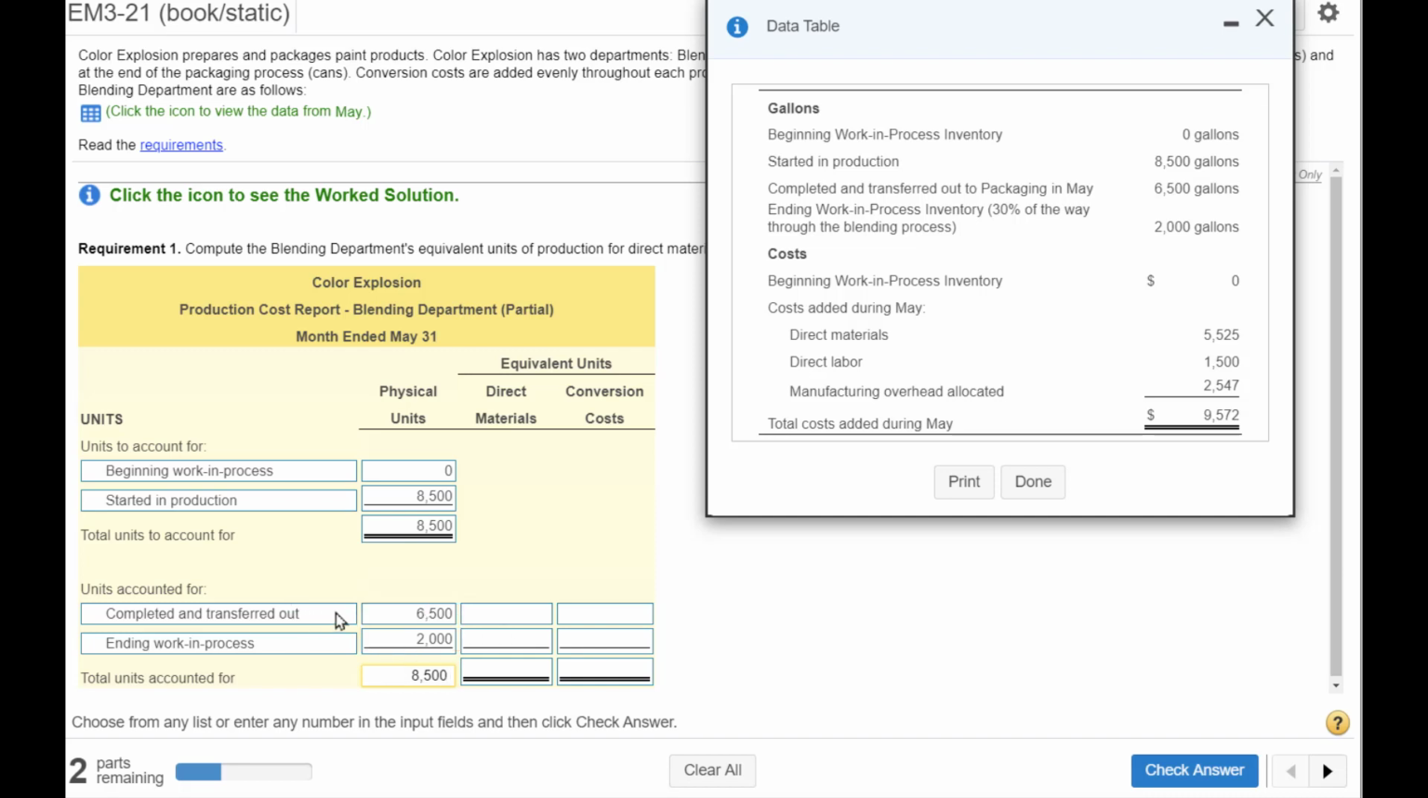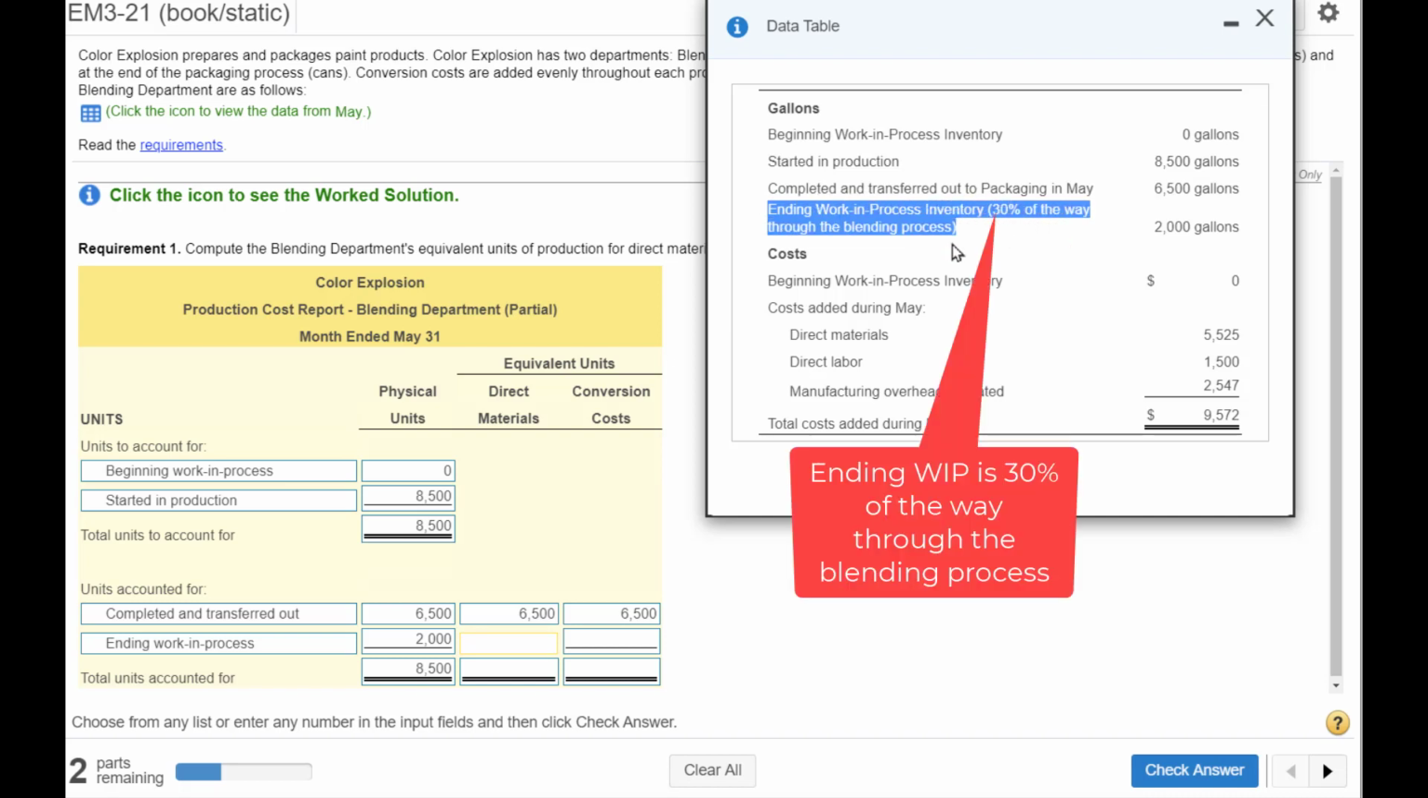Now, let's talk about the units completed and transferred out. We need to find the equivalent units for direct materials. Well, since these were transferred out, they were 100% complete, so that's the equivalent of 100% units for direct materials and 100% for conversion costs. Now let's do the equivalent units for the ending work in process. So here's the key. Ending work in process is 30% of the way through the blending process.